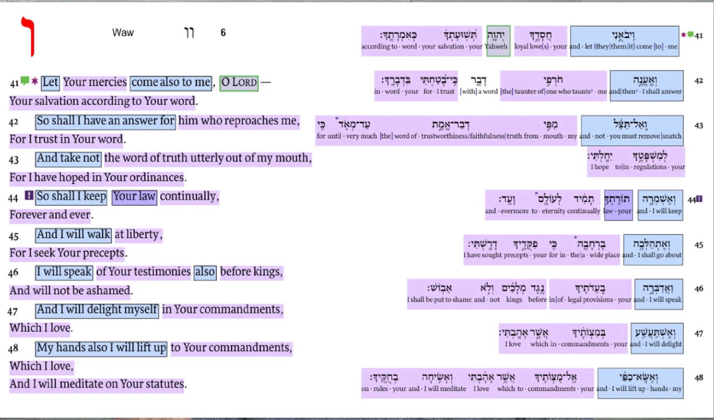when it says your mercies come also to me, that "come also to me" is one whole phrase. And so his request is, God, would you allow it to be that all of your mercies would come to me? And then he says, your salvation, and that it would be in accordance with your word. So mercies and salvation are in mind here.